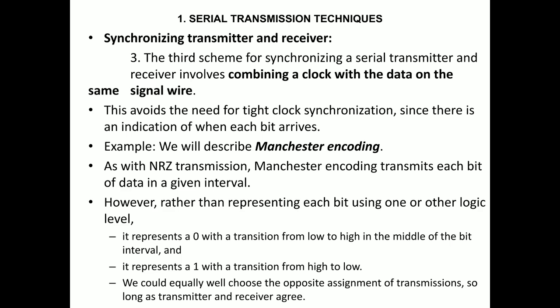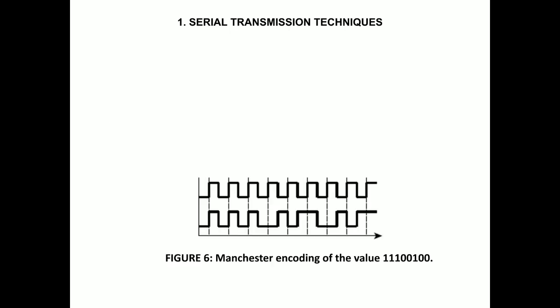In Manchester encoding, we transmit the data within a specified interval. Here a 0 means a transition from low to high, and a 1 means a transition from high to low. This can be made negative logic or positive logic. We will take a waveform example of Manchester encoding. Consider this waveform for the value 11100100. You can see the waveforms in figure 6.